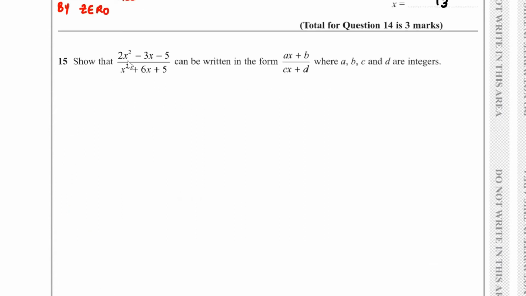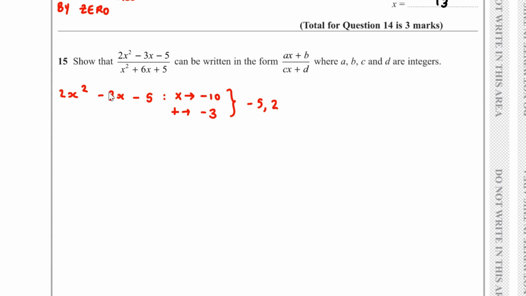Question 15, we have to show that (2x squared minus 3x minus 5) over (x squared plus 6x plus 5) can be written in the form (ax plus b) over (cx plus d), where a, b, c and d are integers. Well, let's first of all concentrate on the 2x squared minus 3x minus 5. We require two numbers which multiply to give 2 times minus 5, which is minus 10, and which add to give the minus 3. You'd find these two numbers to be minus 5 and 2.